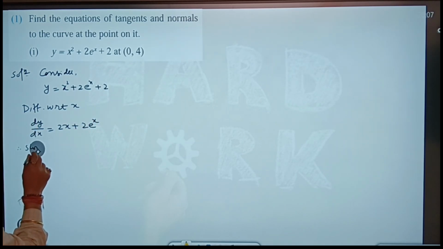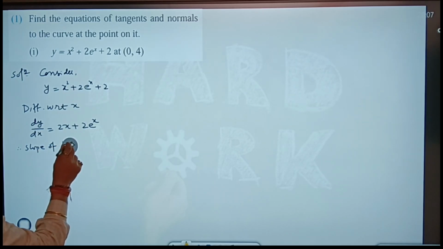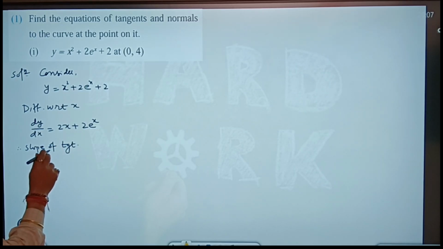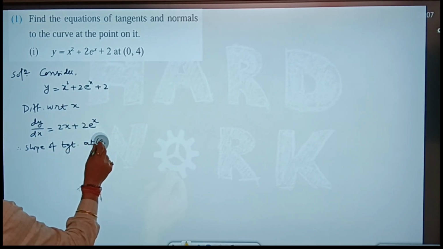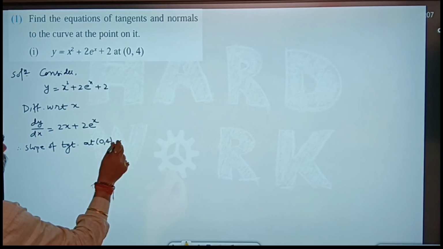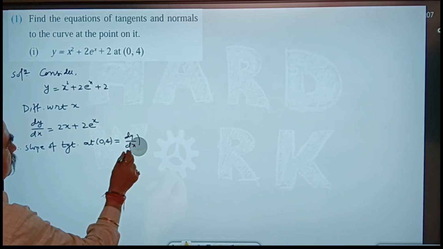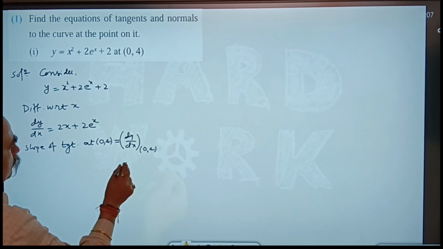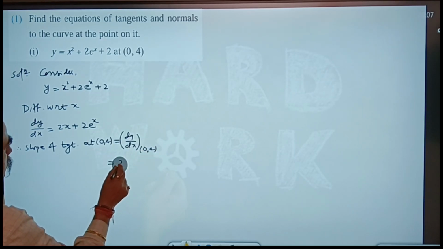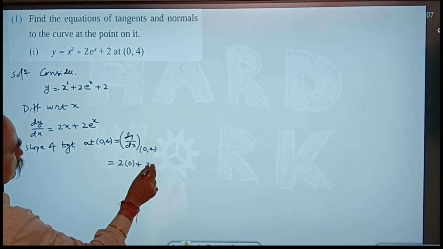Therefore, slope of tangent, in short we write TGT as tangent, at (0, 4) is equal to dy by dx at (0, 4). 2 into 0 plus 2e raised to 0.